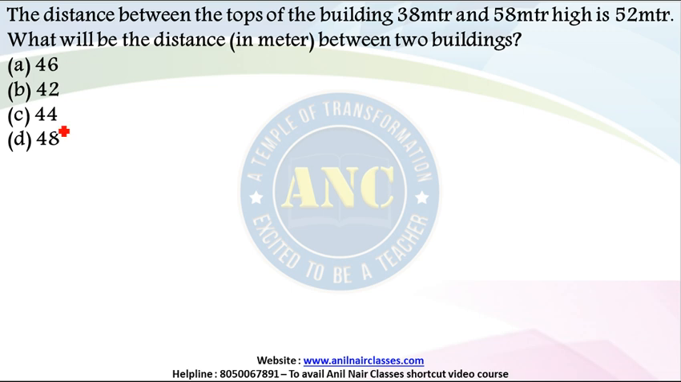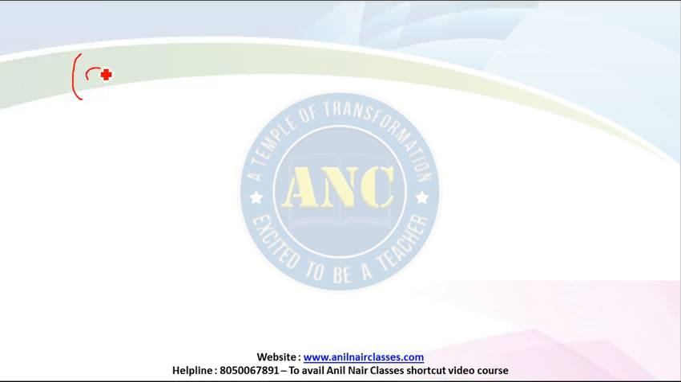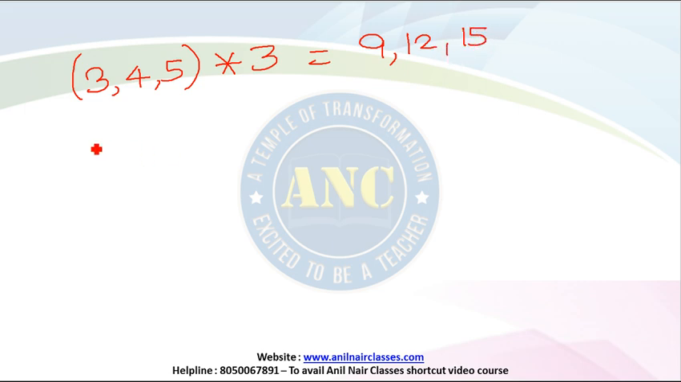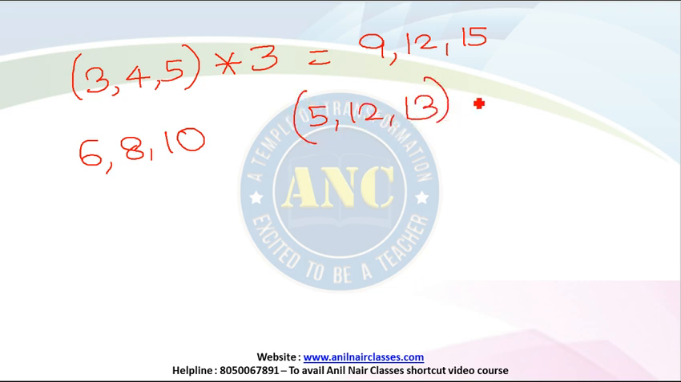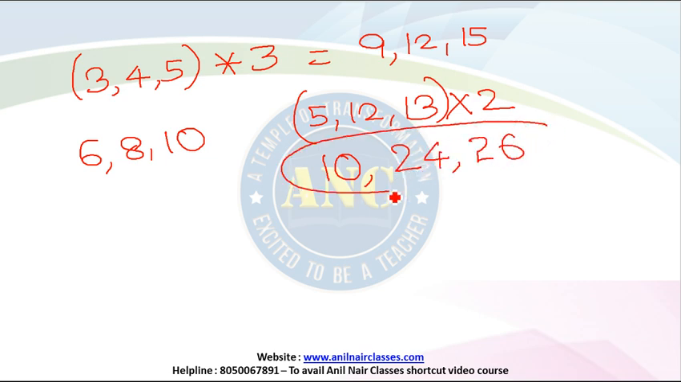Next question, and I believe that before starting this question, you all people are very comfortable with Pythagorean triplets. What are Pythagorean triplets? 3, 4, 5 are Pythagorean triplets multiplied by any constant. 9, 12, 15 is also a Pythagorean triplet. 6, 8, 10 is also another Pythagorean triplet. 5, 12, 13 is the basic Pythagorean triplet multiplied by any constant. 5 into 2, 12 into 2, 13 into 2, this also is a Pythagorean triplet.